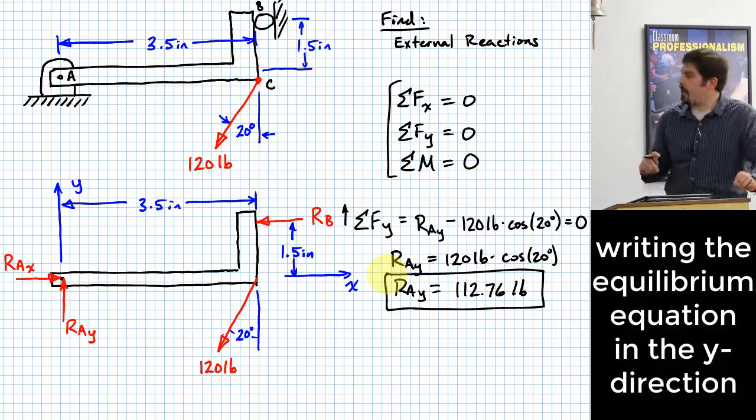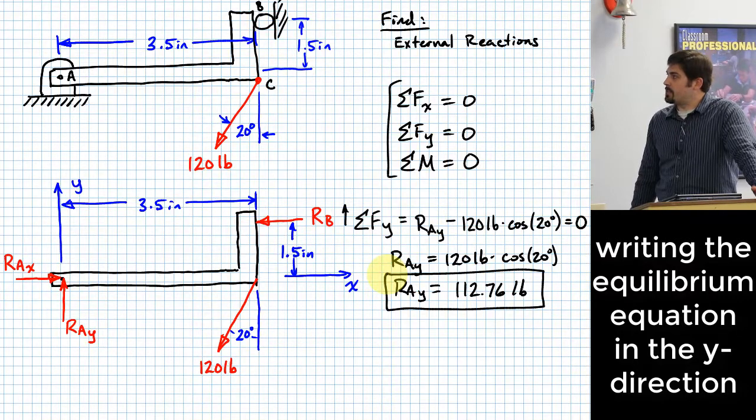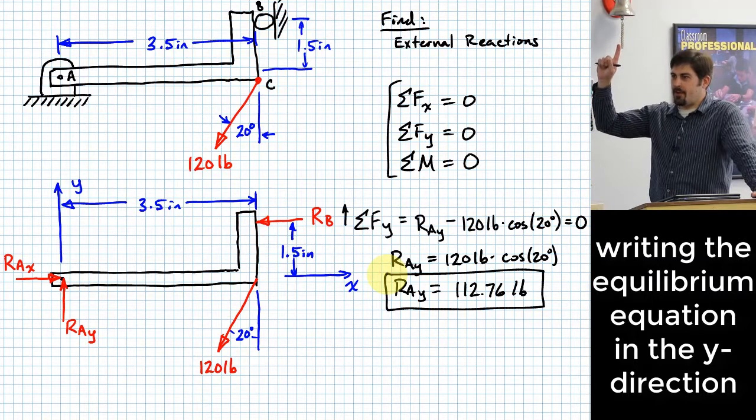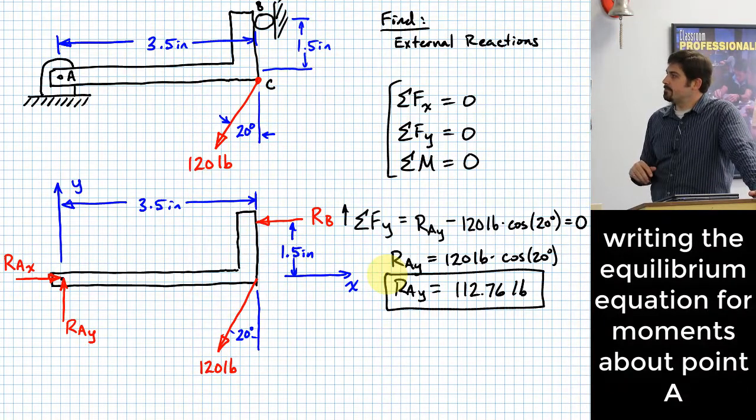All right, it did come out positive. What does that mean? Okay, that means the direction we assumed it was by drawing it vertically upward on the figure, that was correct. Okay, what's next?